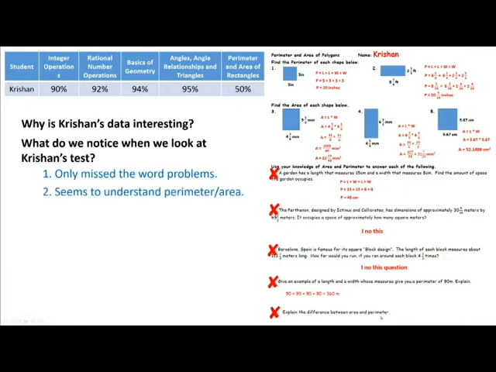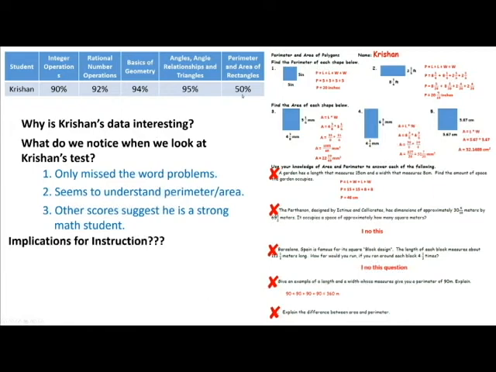He seems to understand perimeter and area, and his other scores up here at the top seem to suggest that he's a strong math student. When you look at all this data, what are the implications of that? What are you thinking? My first question is, is this student an English language learner? The fact that Krishan got everything right when it was pure math, but struggled as soon as I switched to word problems is a red flag. It is a shiny blinking light saying, hey, pay attention to this.